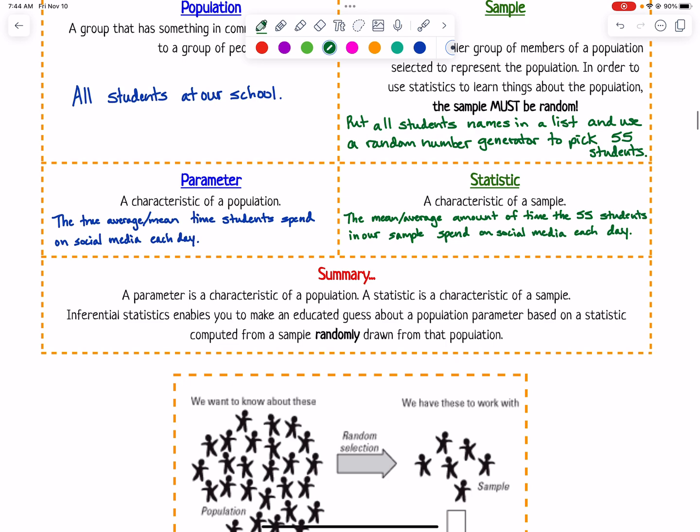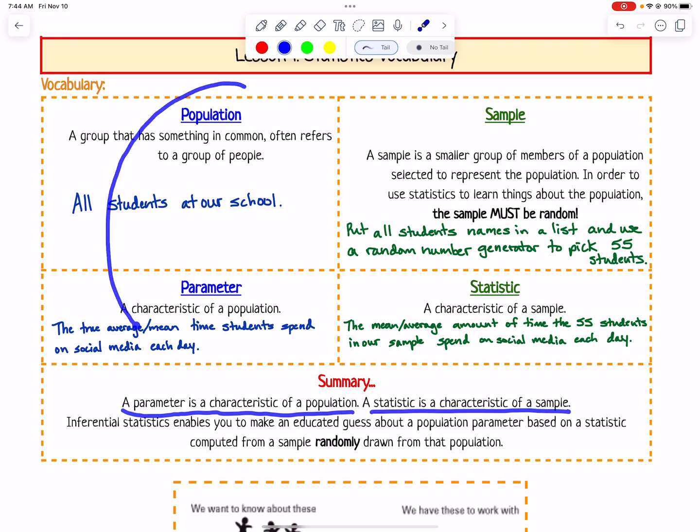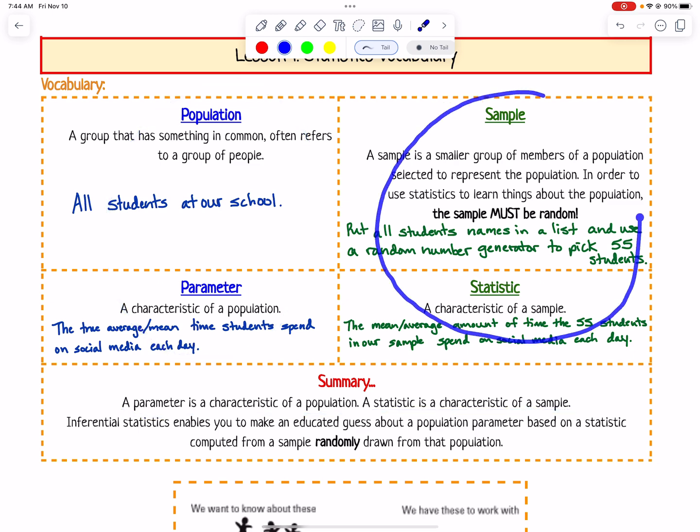So in summary, a parameter is a characteristic of a population. A statistic is a characteristic of a sample. Notice I have color coded them here. These are in blue. Population goes with parameter, P and P. And sample gives us a statistic, so the S goes with the S.